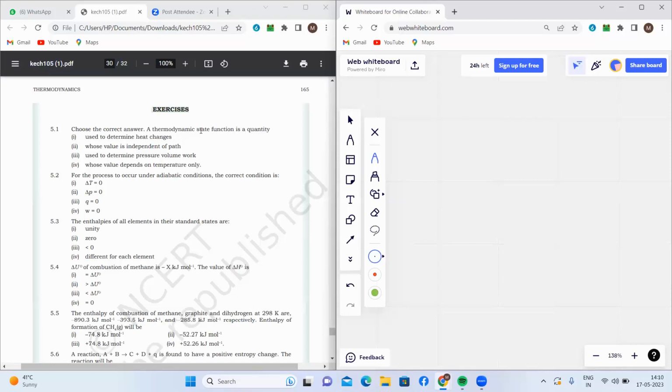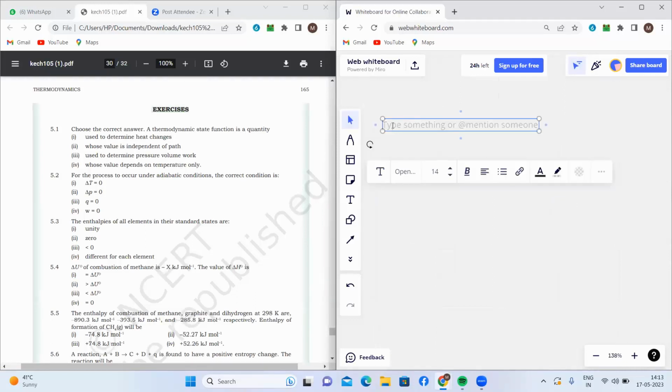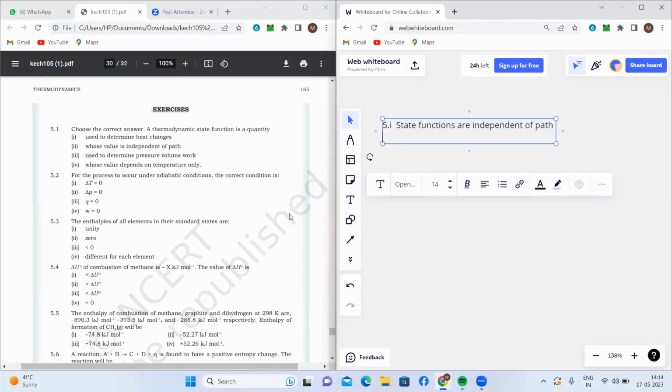Okay, so state function basically is what? State functions are those which depend only on the present state. Means it does not depend on the path from which we have reached that state. It depends on the initial position and the final position only. That's why they are known as state functions. So the correct answer here would be the second part. The answer to the first part is actually second, means the state functions are independent of path.